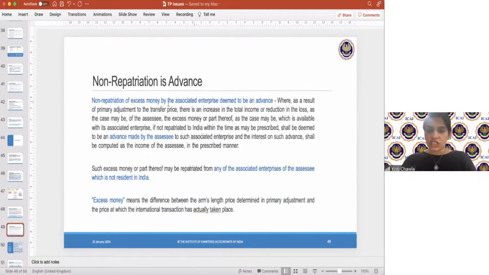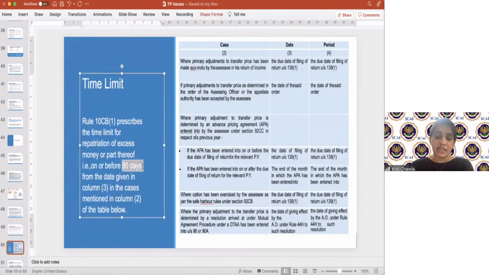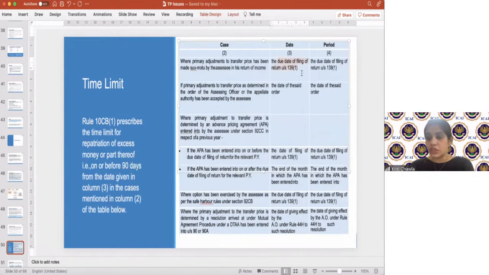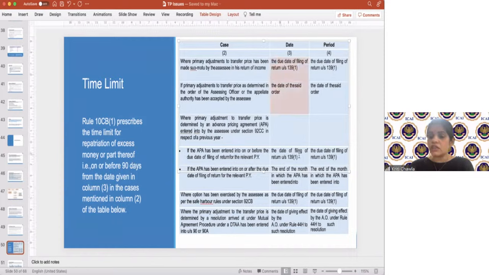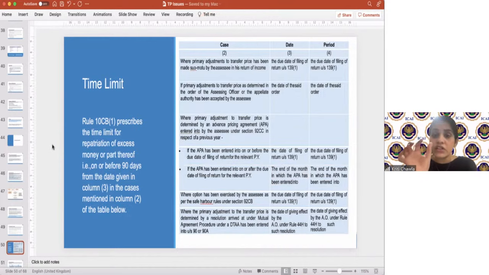So this is what I just mentioned, that this is the entire concept, that non-repatriation is more like a deemed loan, or this is considered as an advance. You can read through this particular slide when you're revising. But the question is, what is the time limit? Well, it is 90 days. 90 days from the due date of filing of return, from the said order, from the due date of filing of return. It's just written out here. If this is a situation of APA, then 90 days from the end of the month in which APA was filed, etc. So generally, the repatriation should happen within 90 days.